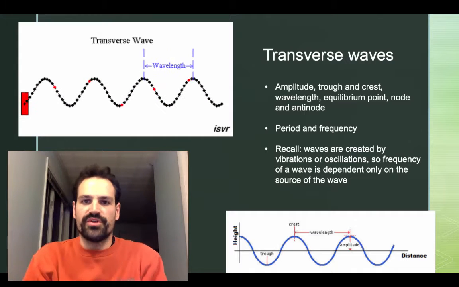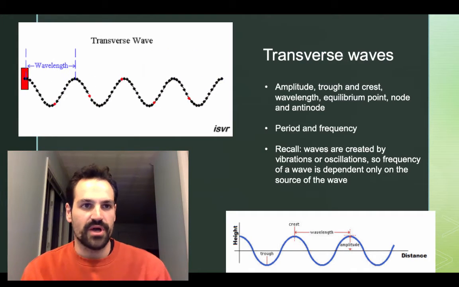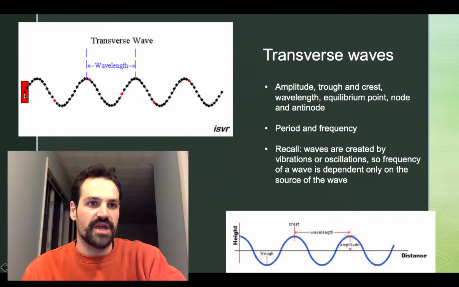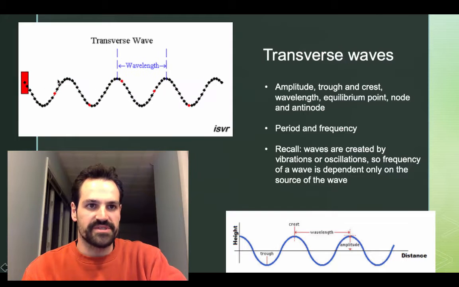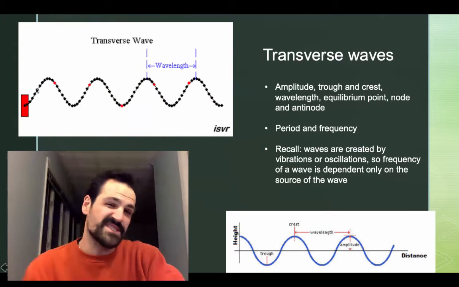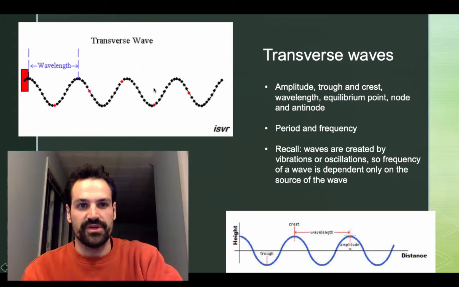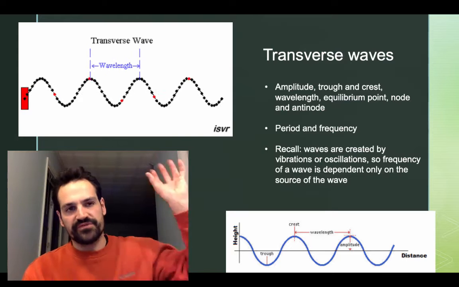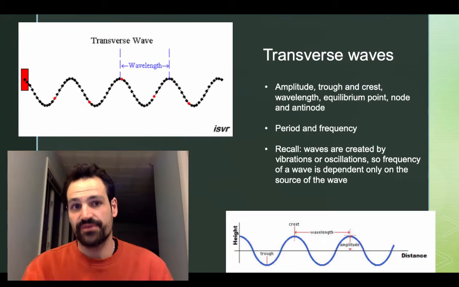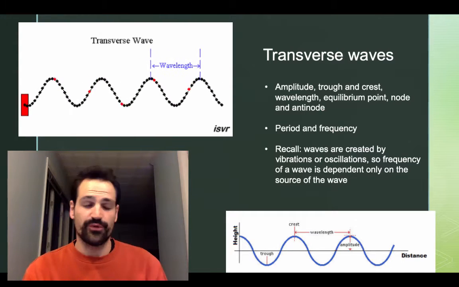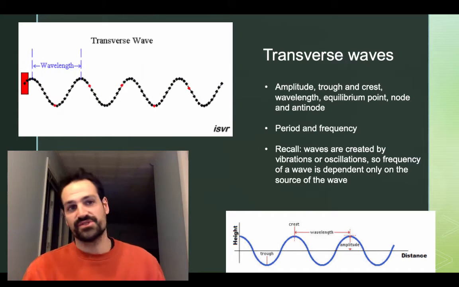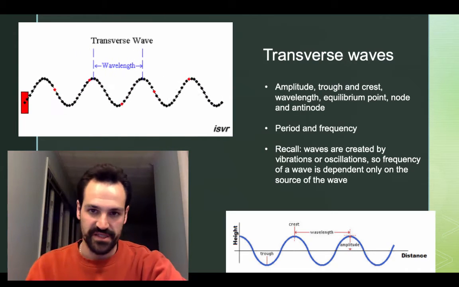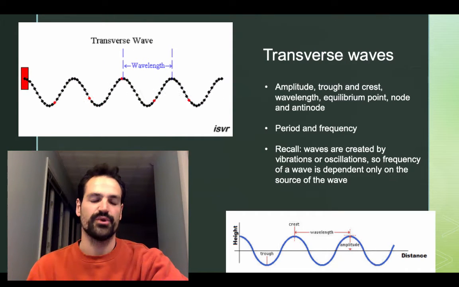And also, recall that waves are created by vibrations or oscillations. So if you look at the left side, this red block is oscillating up and down, and every time it oscillates, it creates this energy, in this case a string, that's traveling from left to right. And the amount of times it goes up and down per second is the frequency. So the frequency of a wave is only dependent on the source of a wave. So the number of times it oscillates up and down per second is the frequency of the wave.